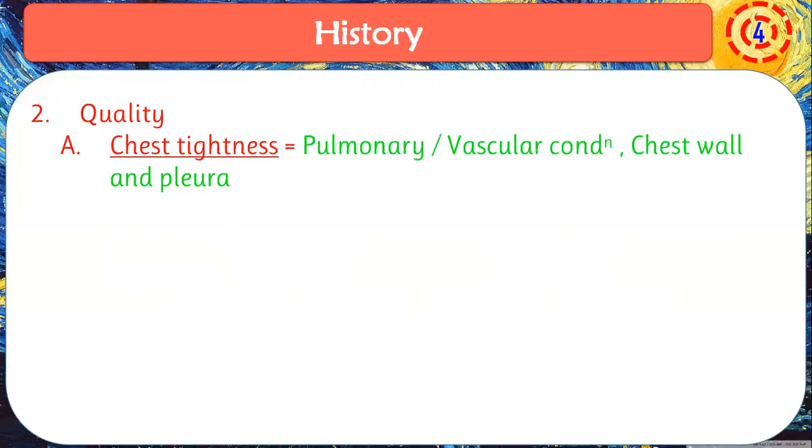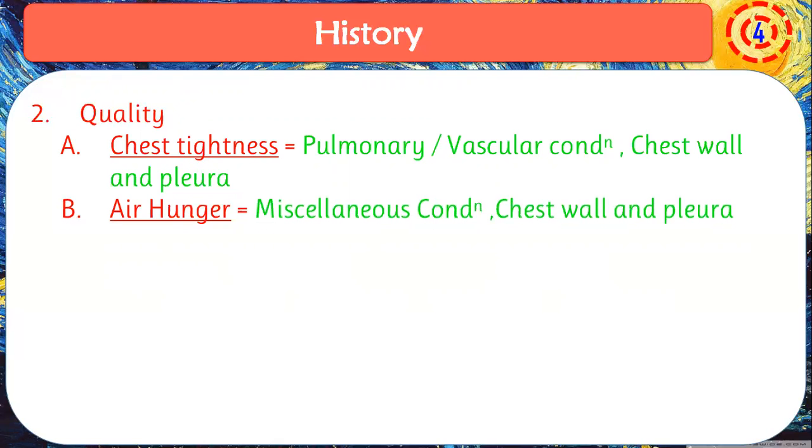If there's presence of chest tightness, then we have to think about the pulmonary and vascular conditions, or also sometimes chest wall and pleural conditions. But most of the time, the chest wall and pleural conditions present with air hunger. Now, if there's air hunger, then we have to specifically focus on the miscellaneous conditions, that is anemia, neoplasia, infections, and such conditions, along with the chest wall and pleural conditions.